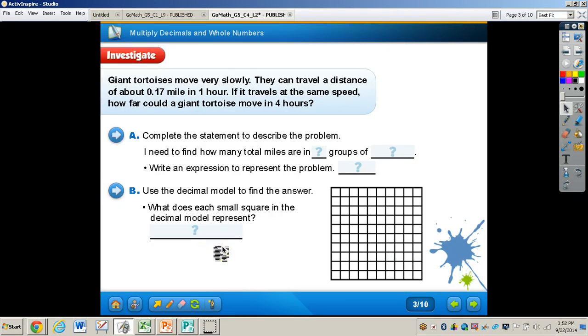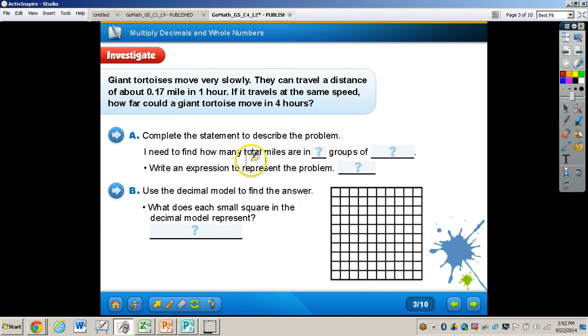Okay, taking a look at the investigate problem on page 165, it says giant tortoises move very slowly. They can travel a distance of about 17/100ths of a mile in 1 hour. If it travels at the same speed, how far could a giant tortoise move in 4 hours? Now, a couple things that we need to do. Letter A, it says complete the statement to describe the problem. So we need to think about this.